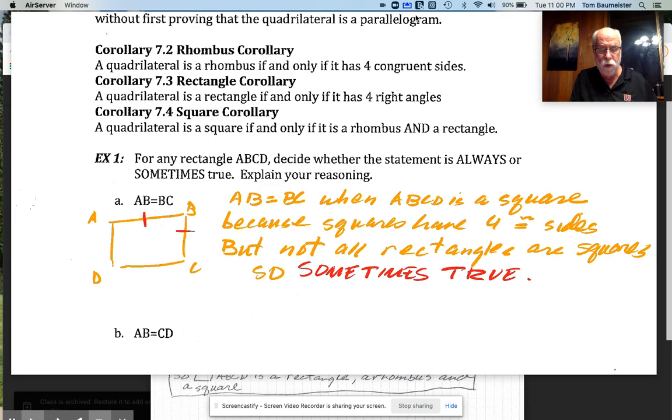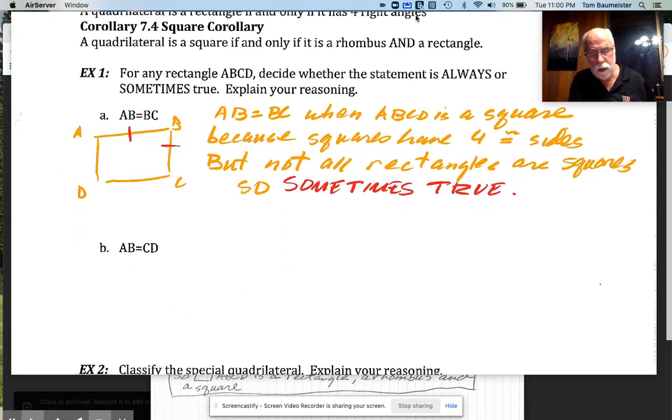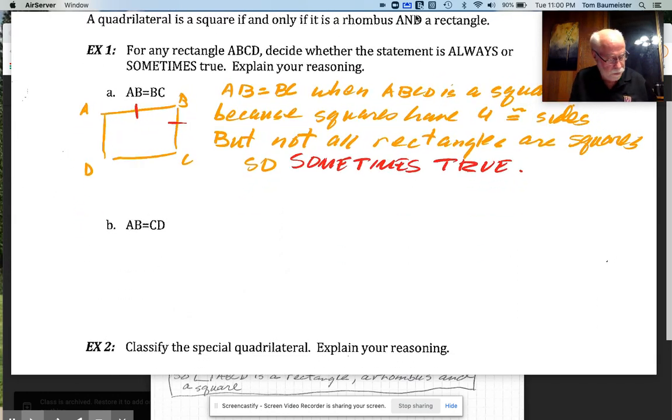Okay, the second one, we have AB is equal to CD. So again, I'm going to call it the same way, A, B, C, D. And this time they're telling us that AB is equal to CD. So those two are the ones we're talking about. So what do we know? We know a rectangle is a parallelogram.